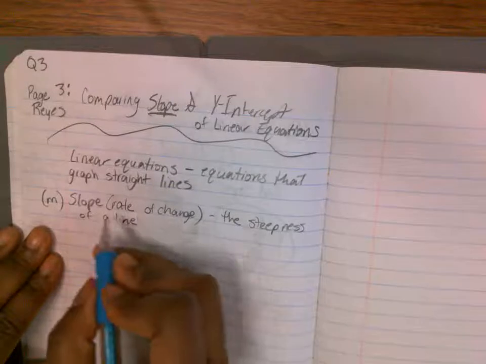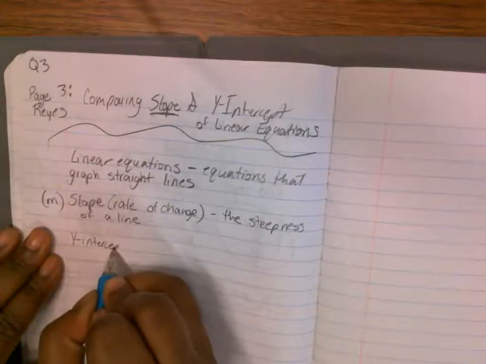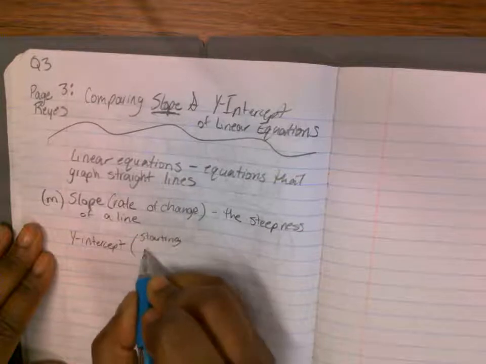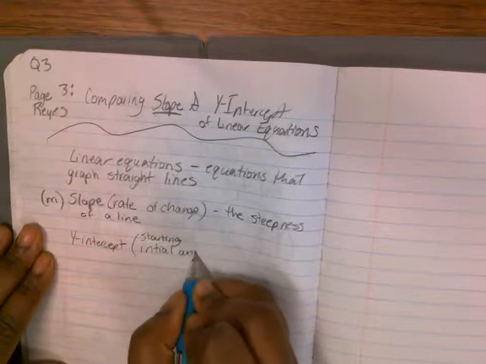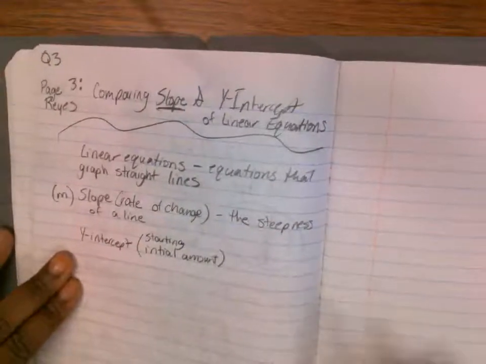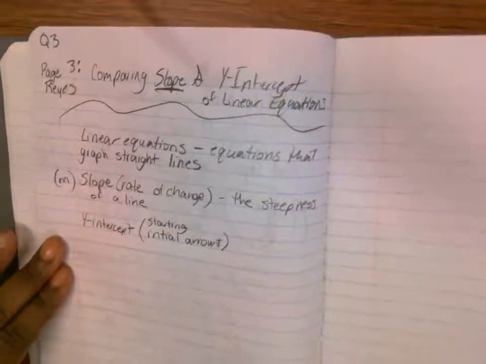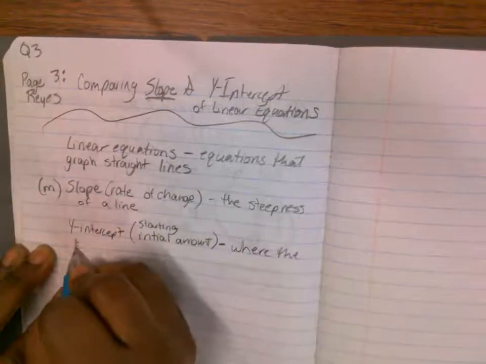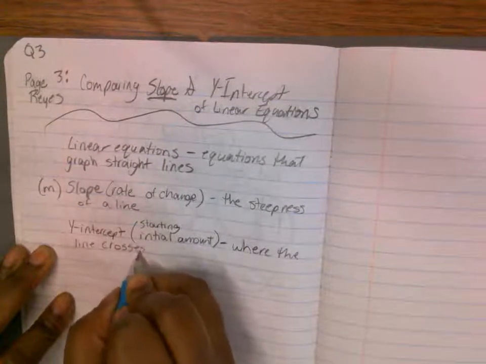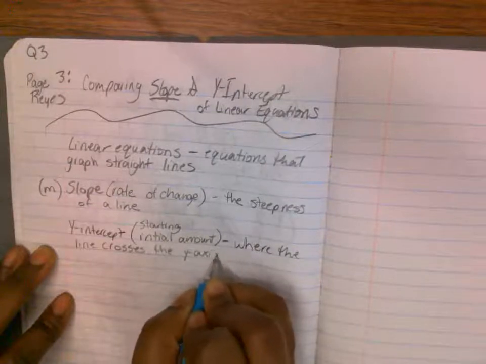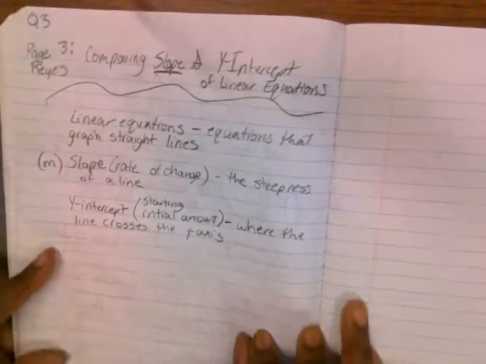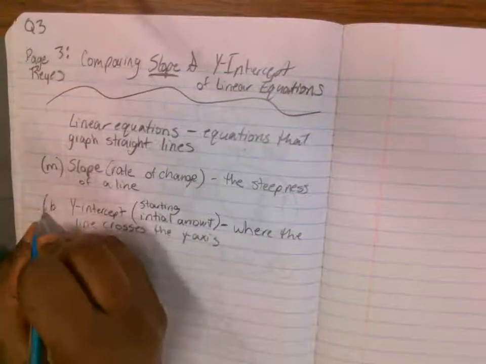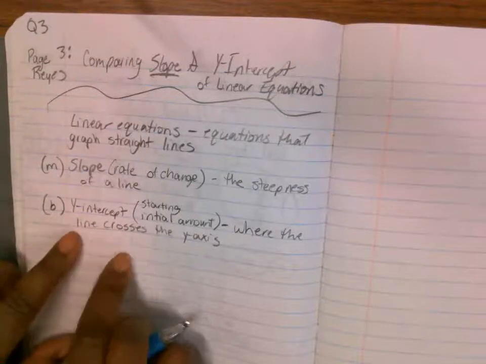All right, your y-intercept, or another word for y-intercept is your starting or initial amount, is where the line crosses the y-axis. It's where the line crosses the y-axis. Okay. The letter for y-intercept is B.